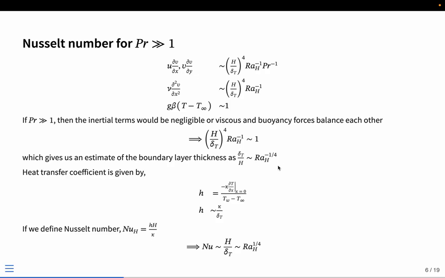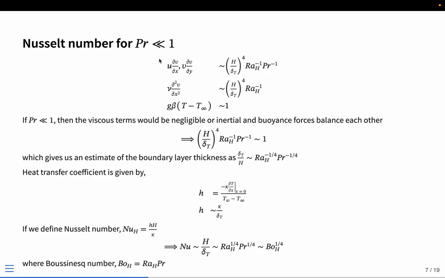So if delta t goes as per this particular scaling, then we can arrive at a relation for the Nusselt number as Ra_H to the power 1 by 4. We do not know what the actual constant is, which we will solve in some time. But we'll have a rough estimate of what this goes as. So if you know the Rayleigh number at one point and the Nusselt number at one point, you can just use Nu1 by Nu2 equal to Ra_H1 by Ra_H2 whole to the power 1 by 4.